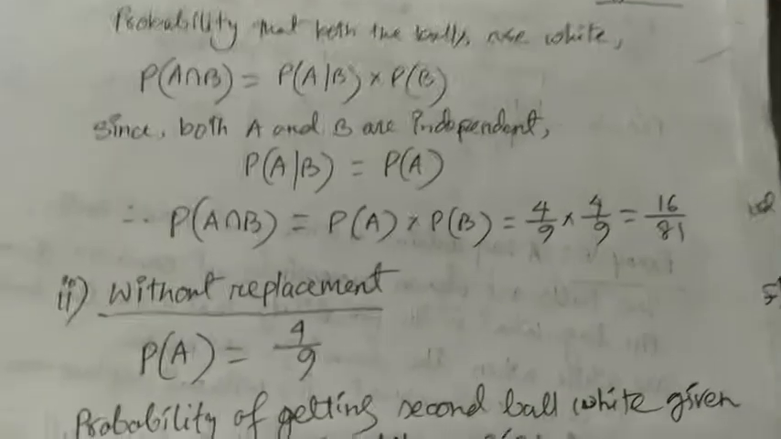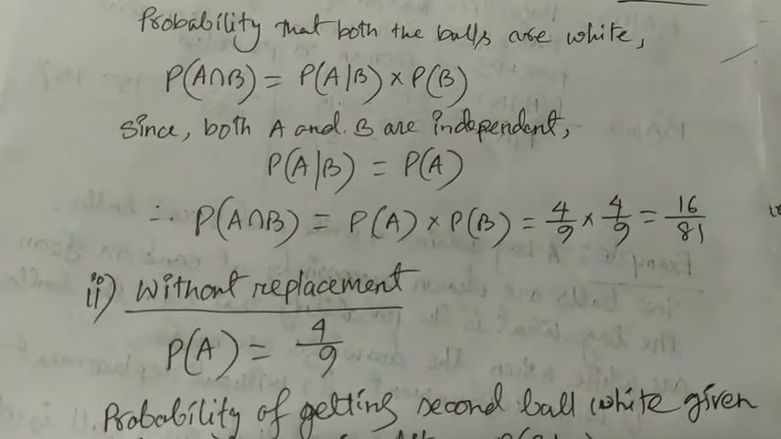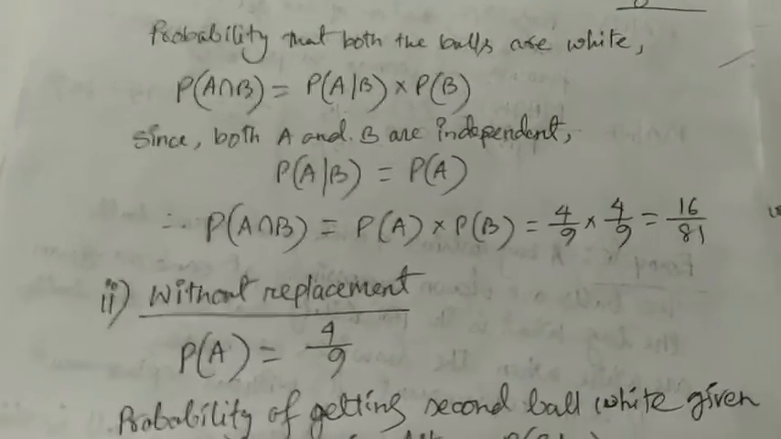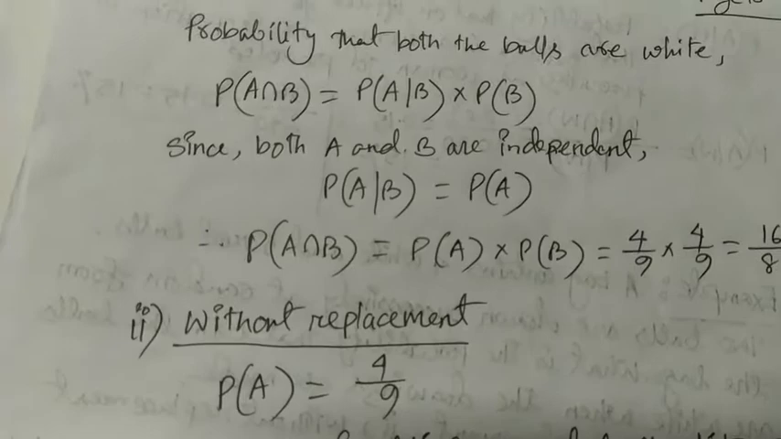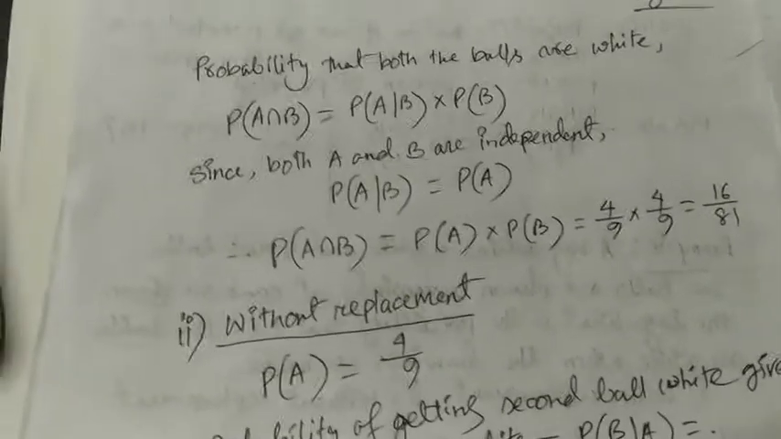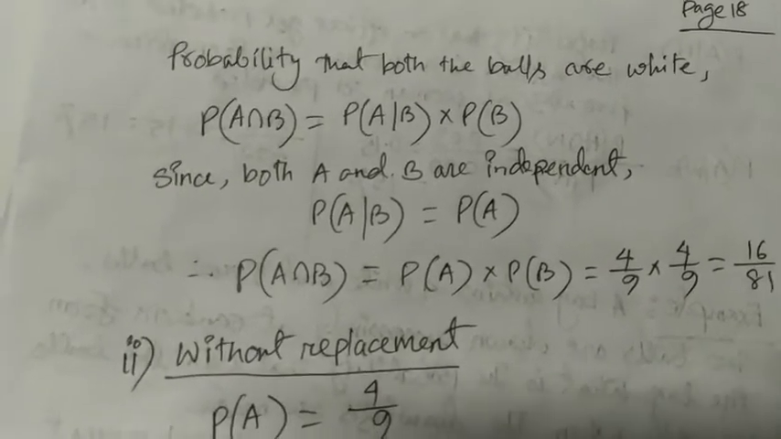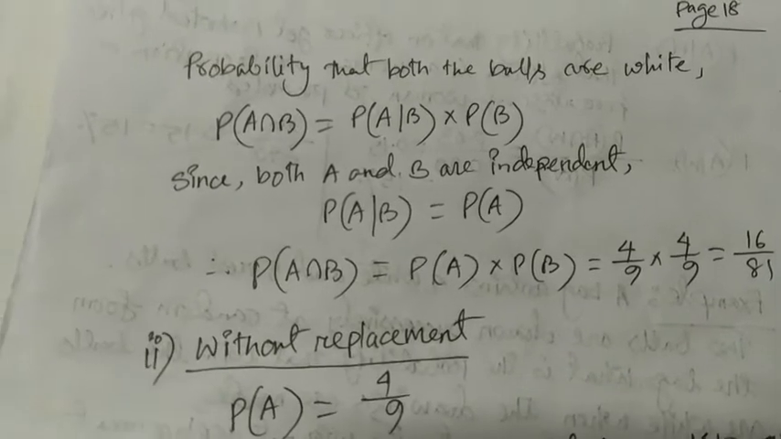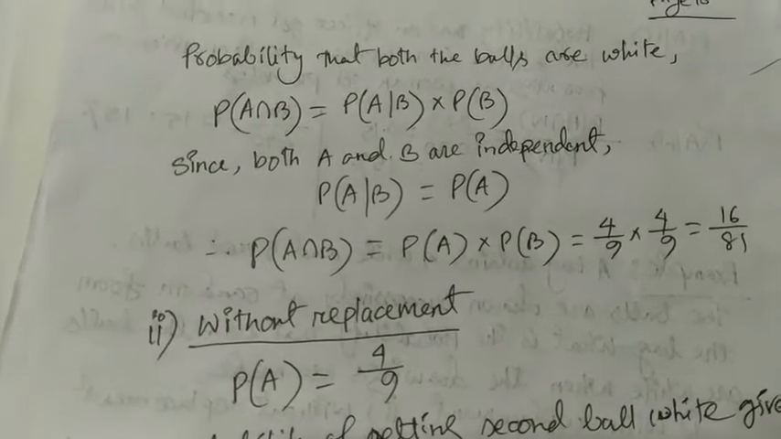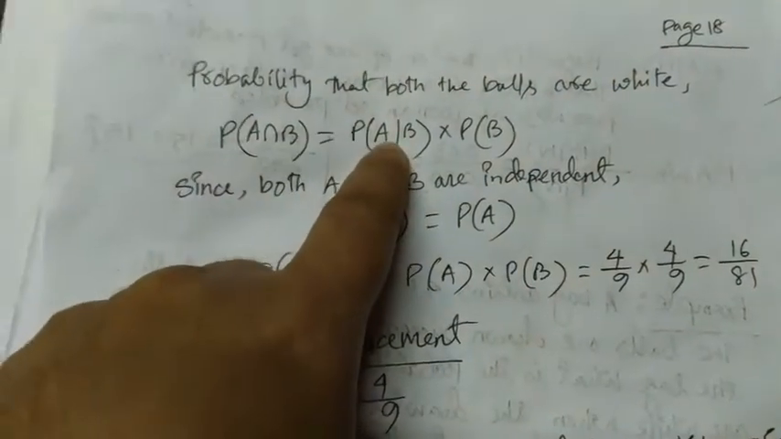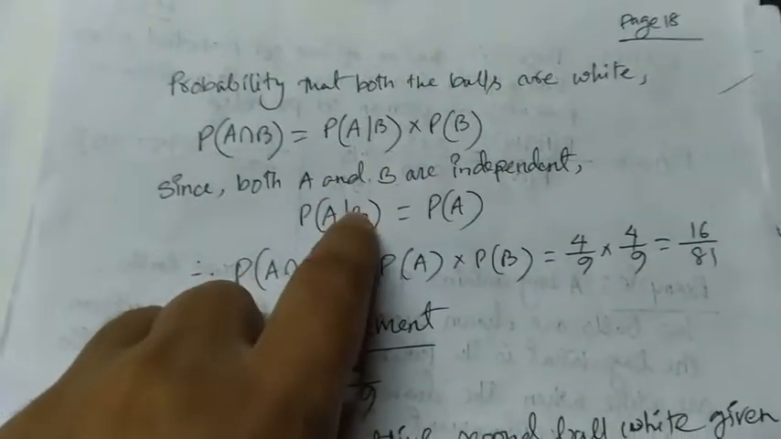it doesn't matter whether you get the first ball white or the second ball white. The probability of A and the probability of B are the same because we are replacing the ball. After you get the first ball white, you replace the ball in the bag, so the total number of white balls is the same and the total number of balls is also the same. So the probability of B is not affected by A, and the probability of A is not affected by B. Both events are independent.